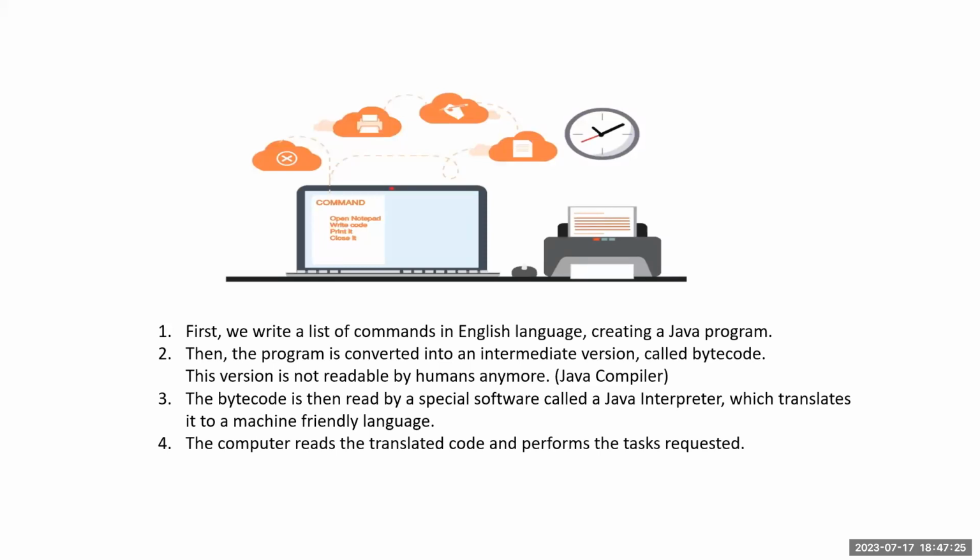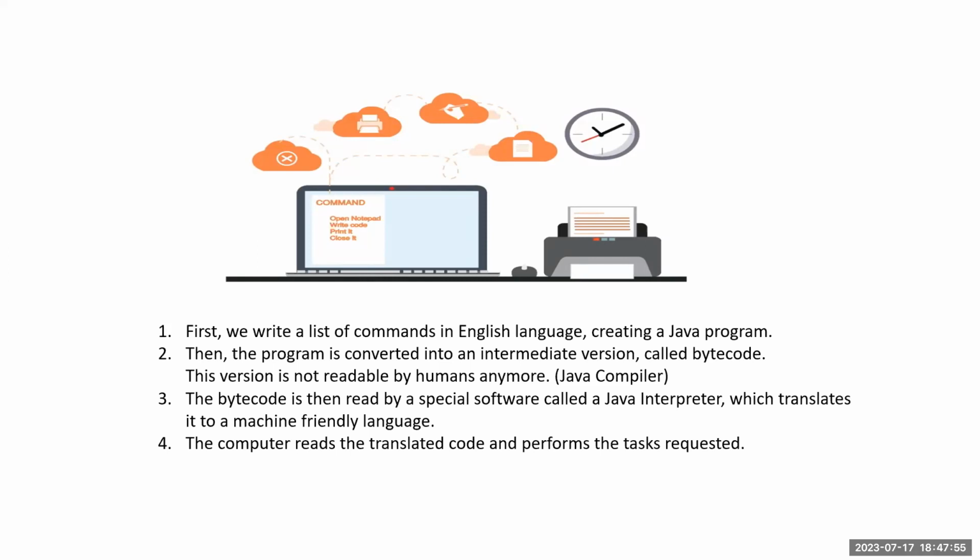So converting the simple language file, the .java file, to a .class file is the task taken care of by the Java compiler. After compiling the code, the outcome will be the bytecode, and the bytecode is readable only by a special software called the Java interpreter.